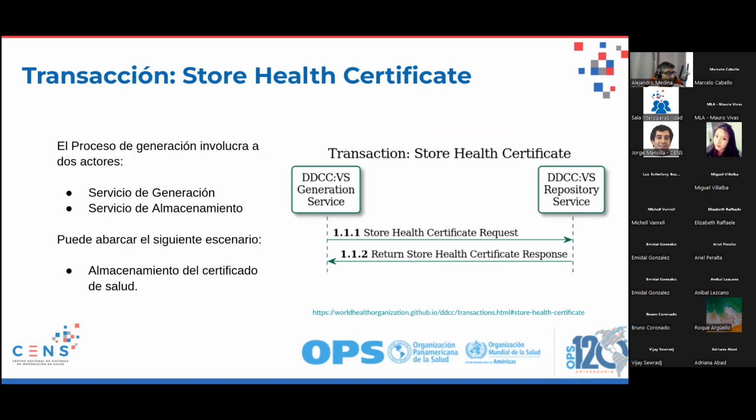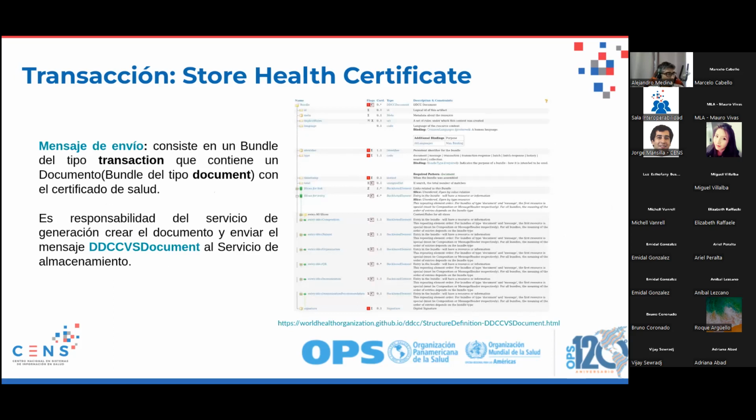Another process, it's one of the processes that is done internally on the generation service, is the store health certificate, which is the storage, sorry. And the generation process, in this case, storage, will involve these 2 stakeholders, the generation and storage service, and it's a repository service. Obviously, this allows storing this health certificate. The message is internal. The application that is generated or that is in charge of this service will have to build a message of this type, which is a bundle transaction type, and will contain all the elements.